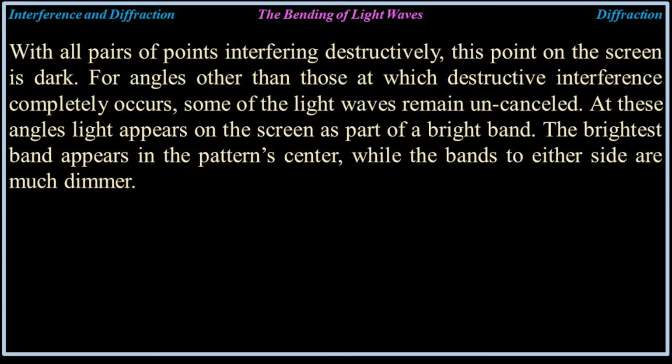Look at the figure. With all pairs of points interfering destructively, this point on the screen is dark. For angles other than those at which destructive interference completely occurs, some of the light waves remain uncancelled. At these angles, light appears on the screen as part of a bright band. The brightest band appears in the pattern center, while the bands to either side are much dimmer.